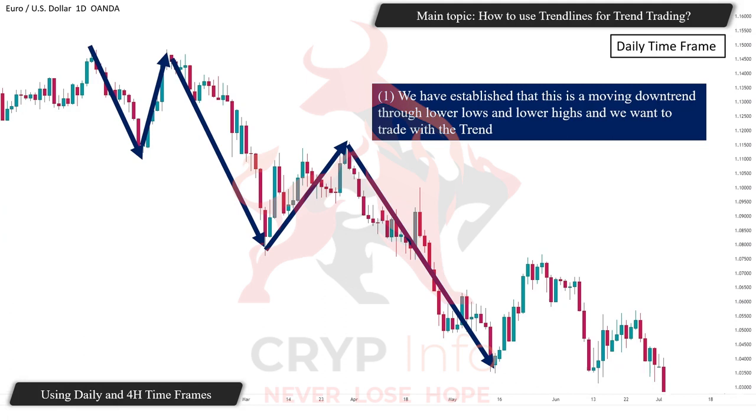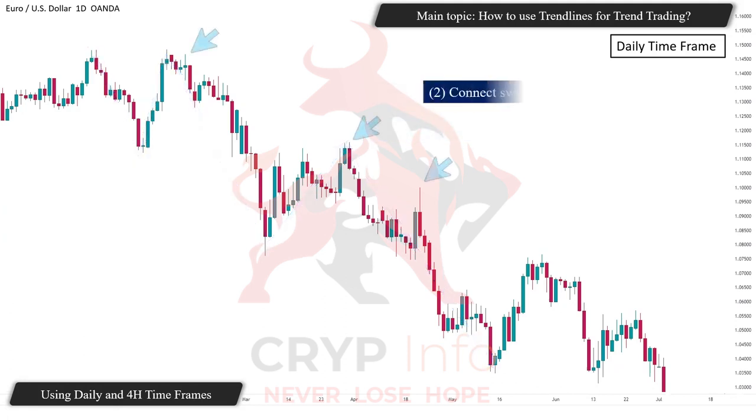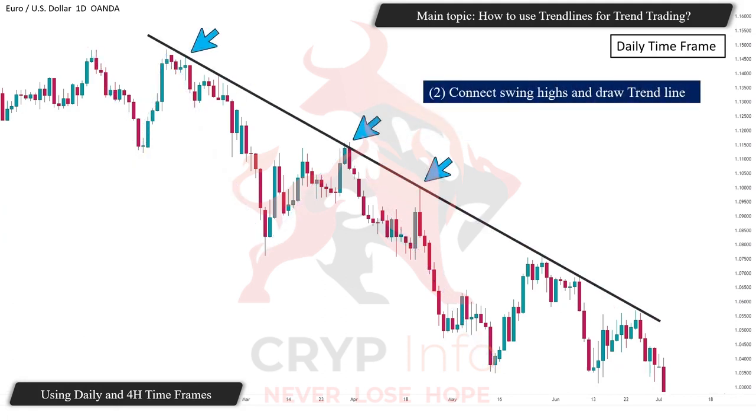So we want to trade in the same direction as the moving downtrend. Second, we will connect these 3 points and draw the trend line. Again, we will have it stretched further in case the price comes back up to it.